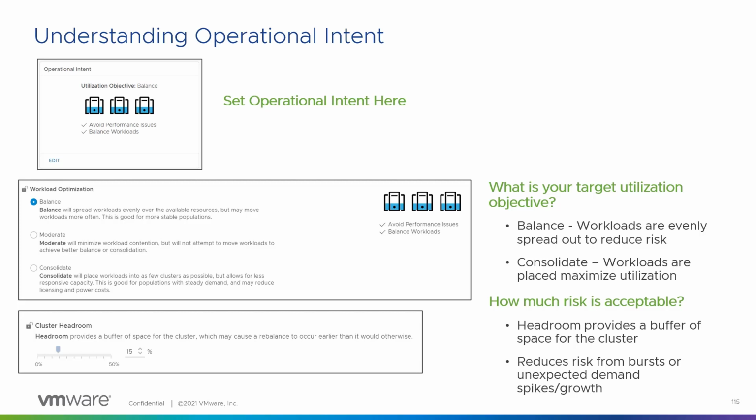So in this case, it's 15%. So leave 15% of that cluster space available, draw a line, and never move anything into that environment because I want to leave that just in case there is a spike in the workloads or in some of the applications. That's basically your 2 questions you have to ask. That sets up operational intent.